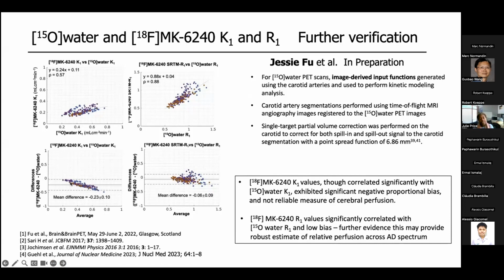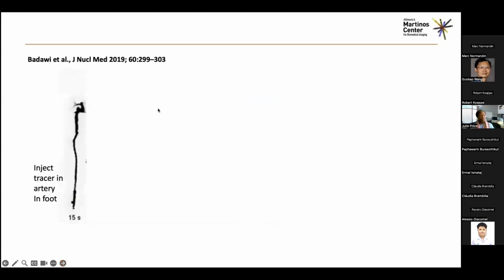But clearly there's a bias when looking at just K1 of MK relative to water. And that is basically mitigated by comparing the R1, taking the relative ratio for MK relative to water. And so we think that this is further verification that the early MK data can be used as a surrogate measure of perfusion. And then I wanted to end with some future directions.